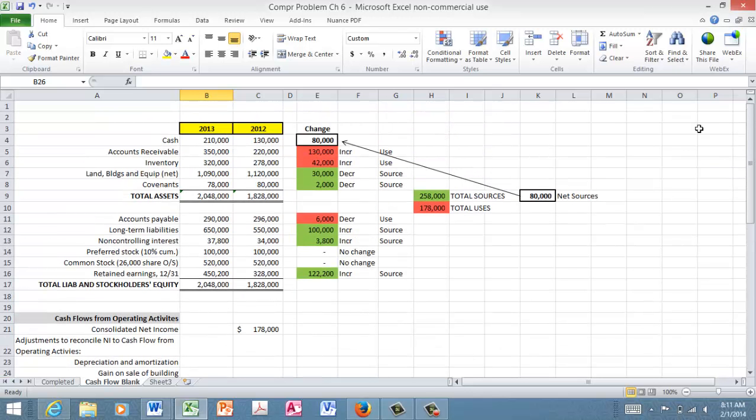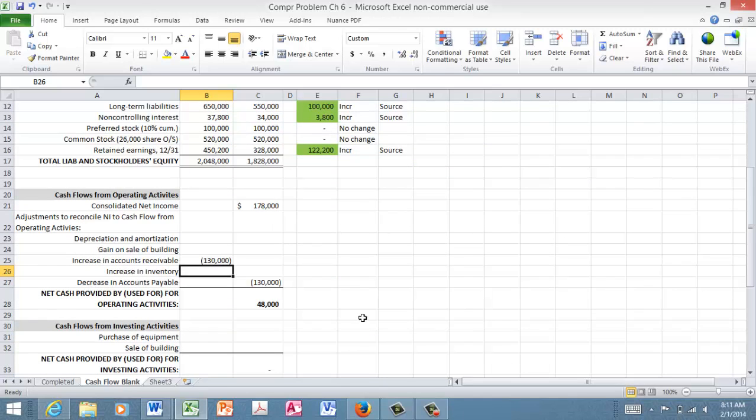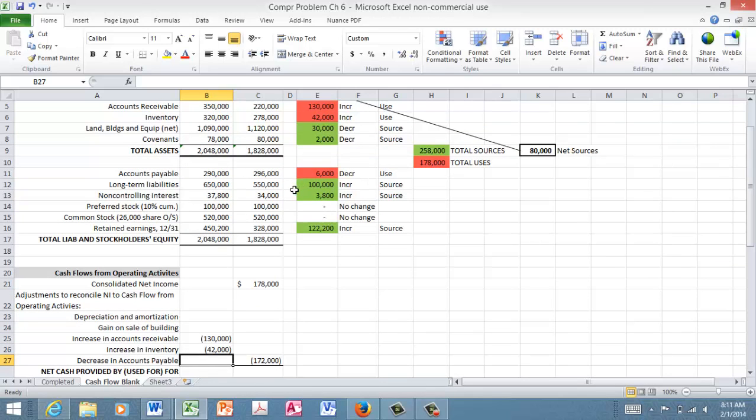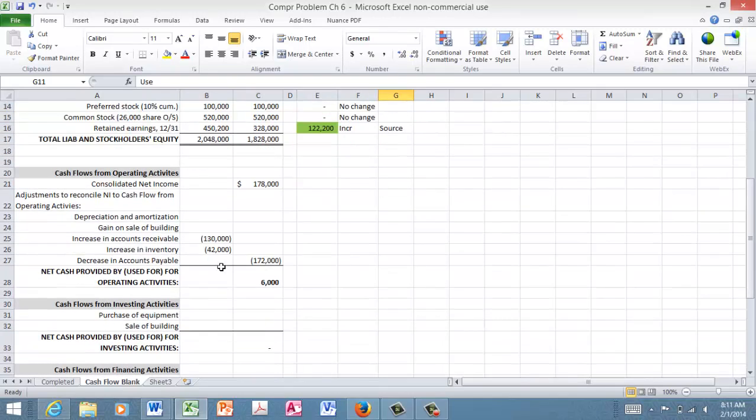So I'm going to kind of purify that number by taking out that increase in accounts receivable. Likewise, I have an increase in inventory right here, 42,000. So I'm going to put that in as a negative number. Okay, and then my payables, it says I have a decrease in payables. Well, remember the thing to think about there, if payables went down, I probably paid some, right? So that's a $6,000 considered a use, that decrease in payables. So that's going to be a negative 6,000.